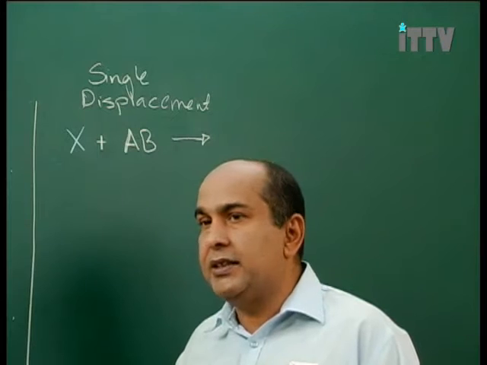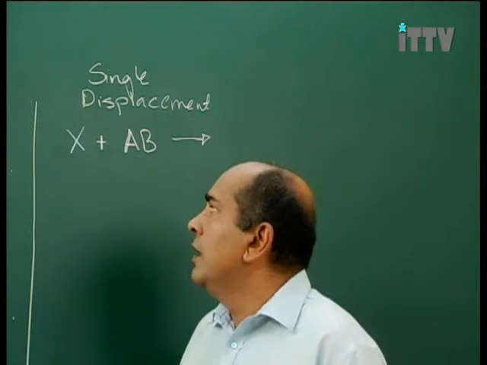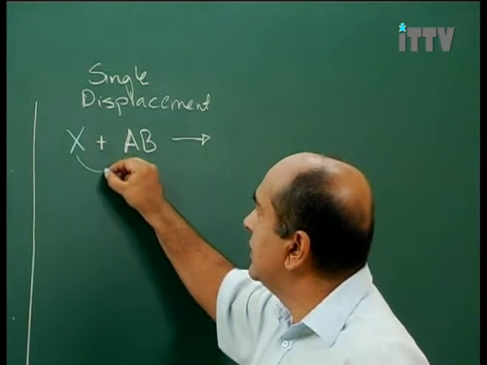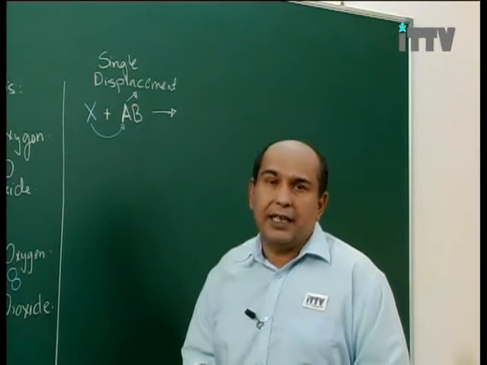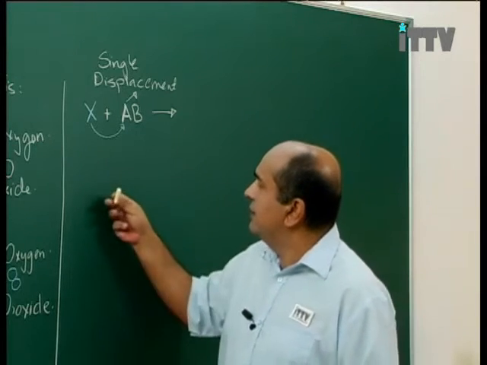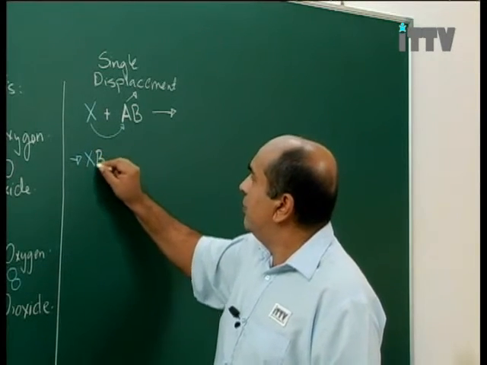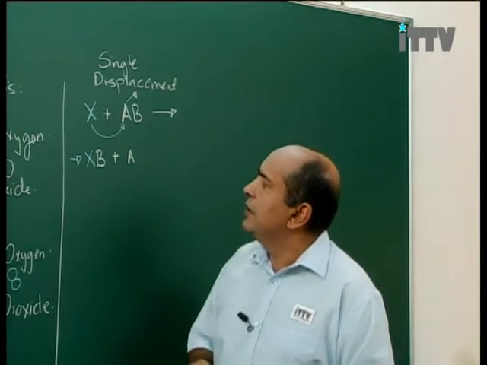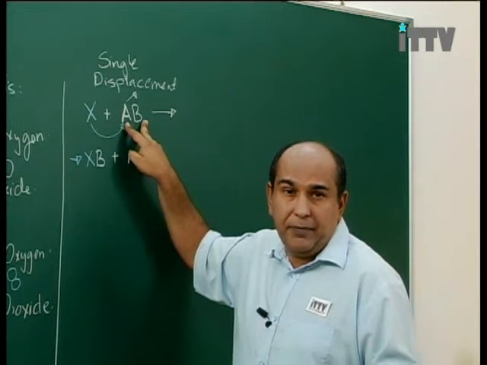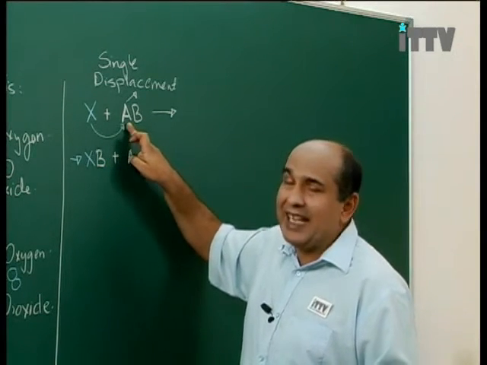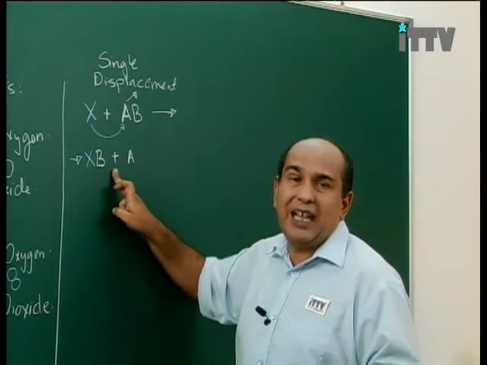Now, metals will replace metals or the hydrogen ion, and non-metals will replace non-metals. So in this instance here, what's happening is X is going to replace A. A is going to be taken out. So our product is going to be XB plus A, like so. So let's have a clear look at what's occurring here. The element X is attacking the compound AB. The element X will displace or replace A. So our product becomes XB plus A.